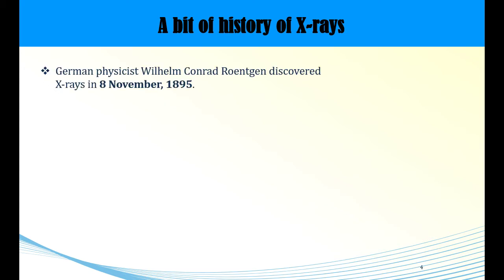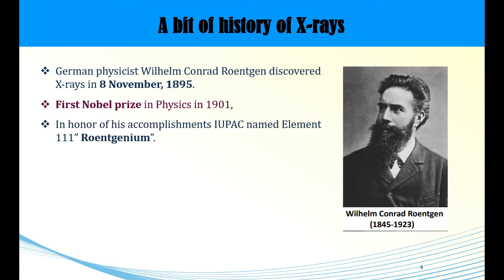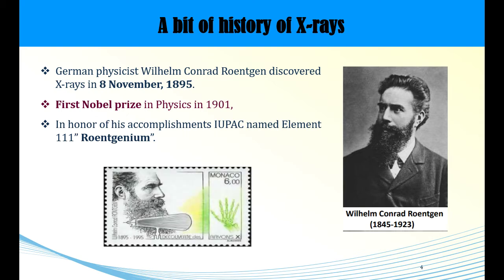First of all, we will see a small history of these X-rays. X-rays were put forward by a German physicist, William Conrad Roentgen. He discovered X-rays on 8 November 1895. See, this is the scientist. For this discovery, he got the first Nobel Prize in Physics in 1901. See the difference between these years. In honor of his contribution, IUPAC named one element Roentgenium. Its atomic number is 111.